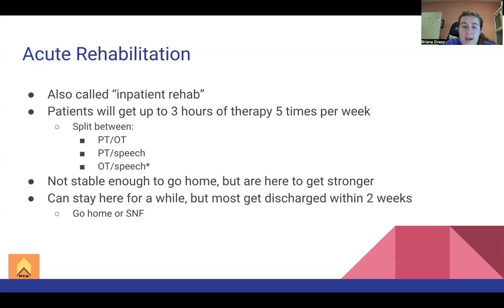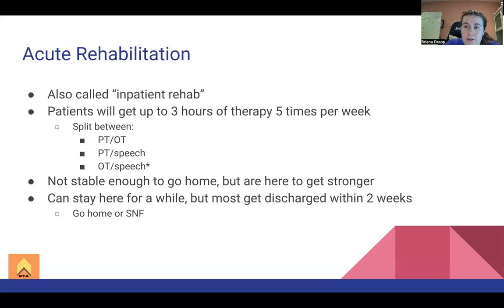So very intense rehab. Sometimes people will stay here for a while. Again, these patients are not stable enough to go home, but it's not safe for them to go home. Let's say that 45-year-old female who had a stroke, maybe she lives alone.